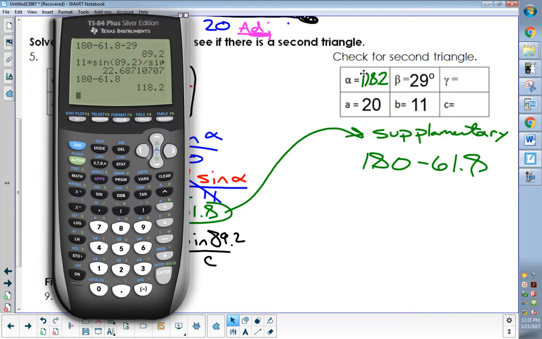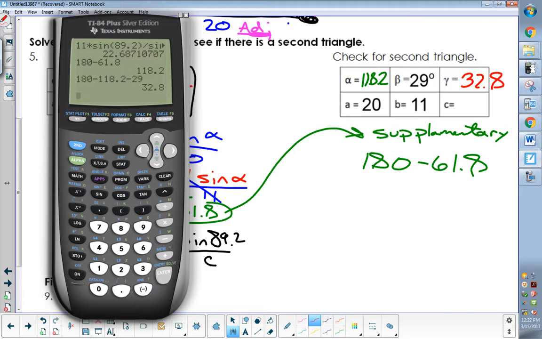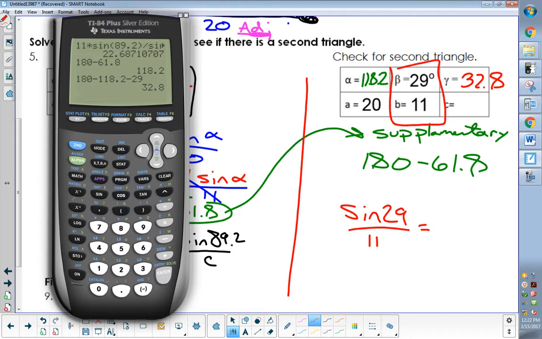And then you're just basically doing the problem again. I've got two angles. I'm going to subtract from 180 to find the third one. So 118.2 minus 29. There's my third angle, 32.8. And then we would just do law of sines again. 180 minus the first angle that you found. So I found alpha first, so it's 180 minus that. Then I would just do law of sines again with this power couple, and sine of 32.8 over c. I should have gotten 12.29.